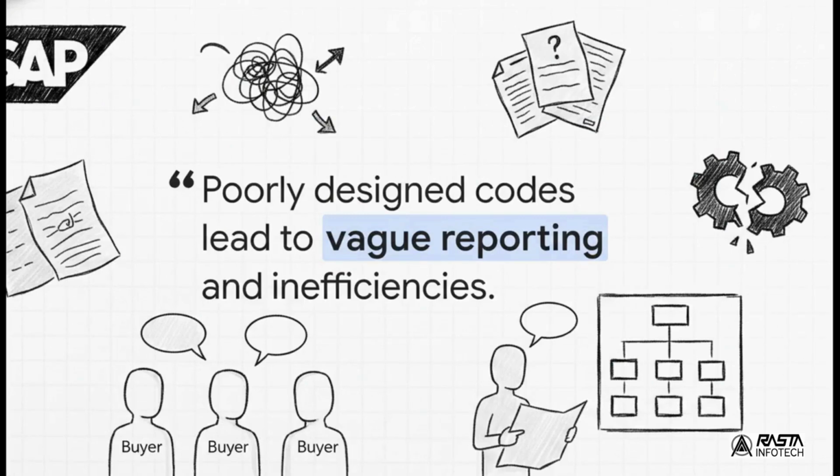But I gotta give you a serious warning here. Poorly designed codes lead to vague reporting and major inefficiencies. If you just go in and create generic codes like Buyer 1 or Group A without any real strategy, you're just setting yourself up for real-world pain points. You literally won't know exactly what they're buying, your reporting is going to be pretty much useless, and your workflows will just stall out. So this setup absolutely requires careful thought and planning.